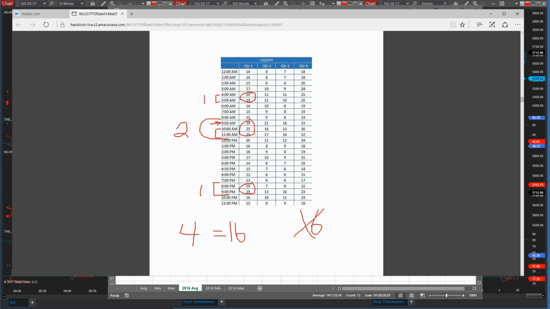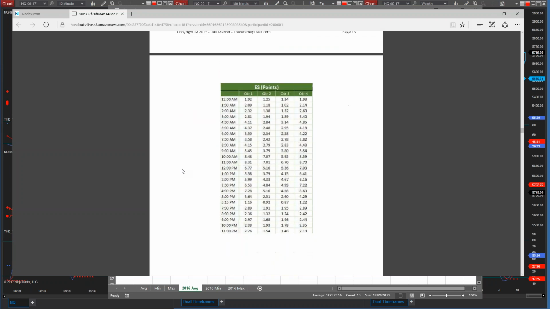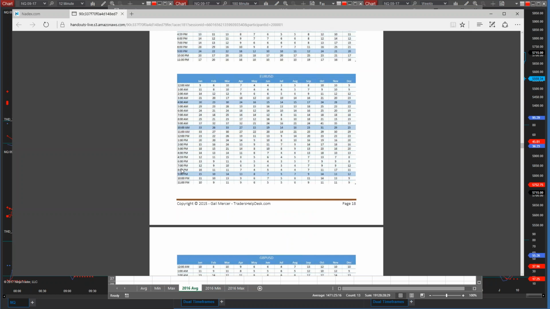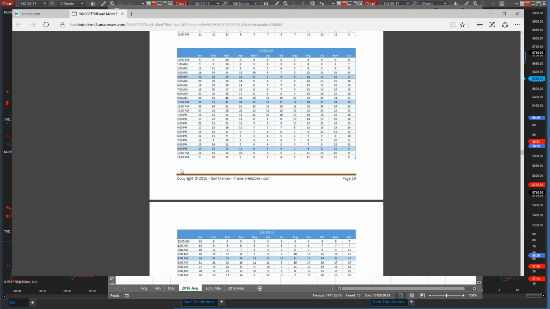Now that's just general market movement. What market reports will affect it? Let's see here.